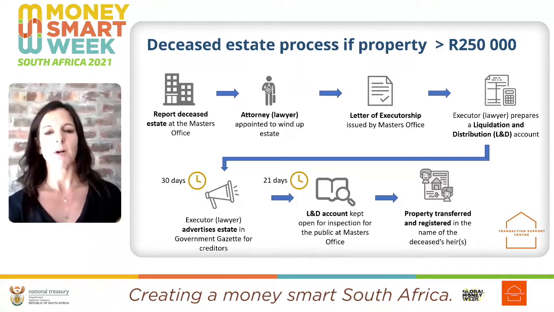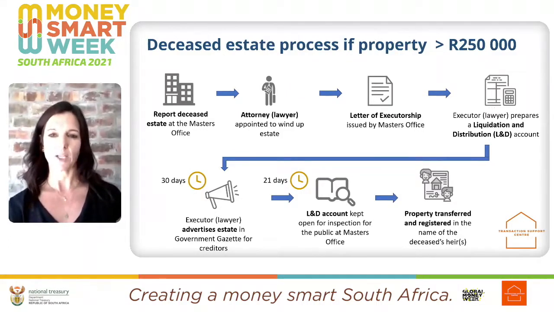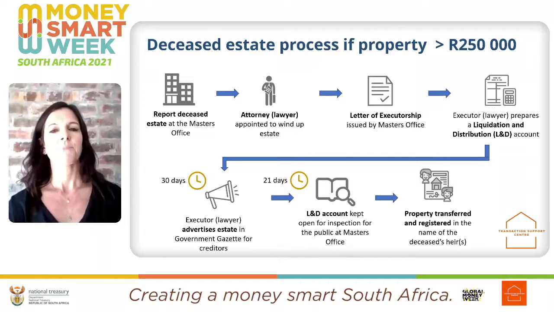Unlike with small estates where master's letters of authority are issued, with large estates they are called letters of executorship, and once they are issued, the person appointed in that letter of executorship is allowed to proceed with the winding up of the estate. The agent, which is the party assisting the family, prepares what is called a liquidation and distribution account, which is essentially a document setting out all the assets, all the liabilities of the deceased estate, as well as any debts that are owed and any cash in the estate.